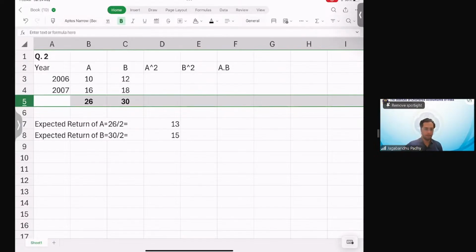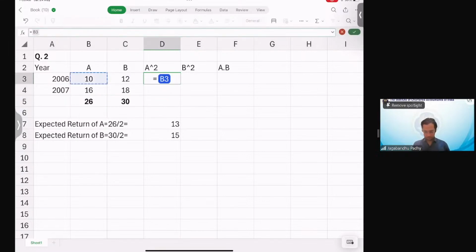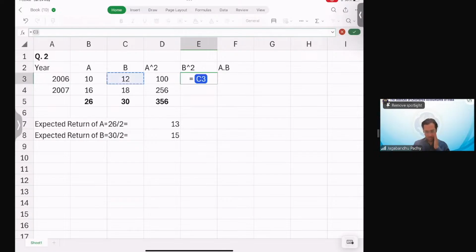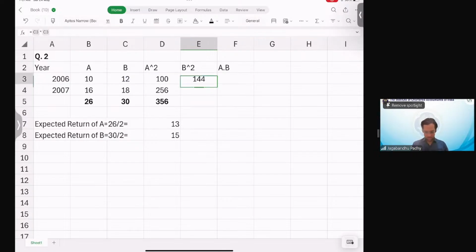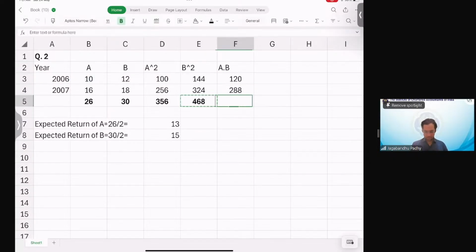First one is A square, total 356. Second one is B square, 468. Then A into B, 408, right? Okay, so we got the expected returns.